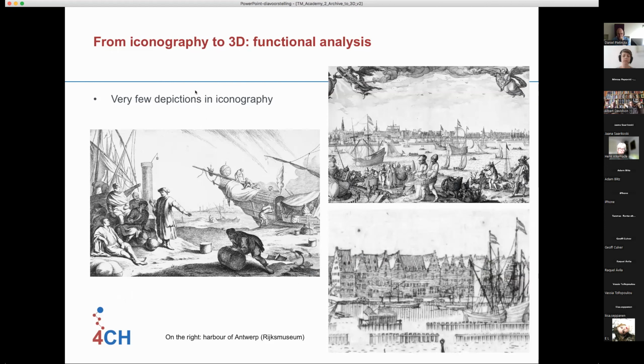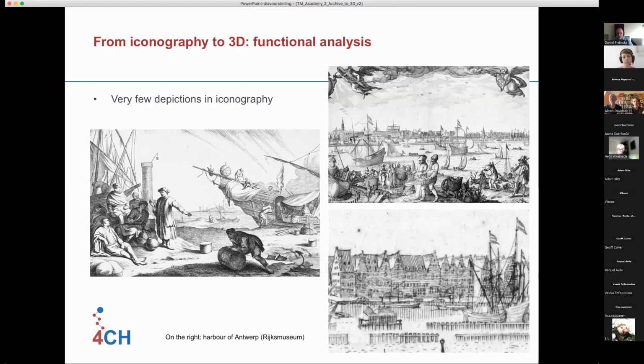When I was doing the research on these cranes, I was very disappointed because I didn't find them. There are very few depictions in iconography, because typically, of course, this is the romantic 17th century way of depicting the things, but goods are put on board or taken from a ship on your back. So this is all manually transported. A crane was not used so much.